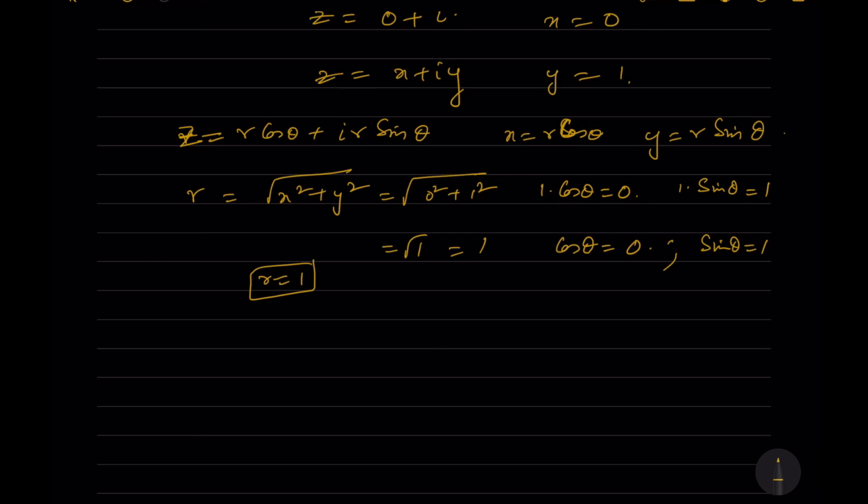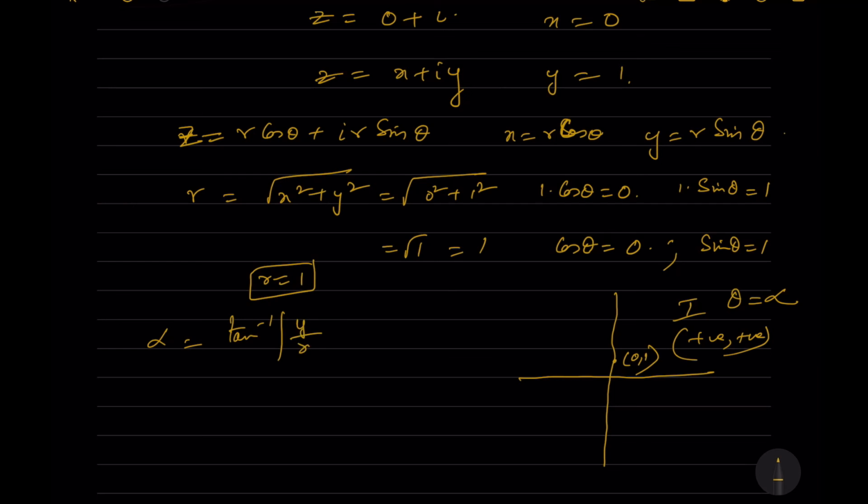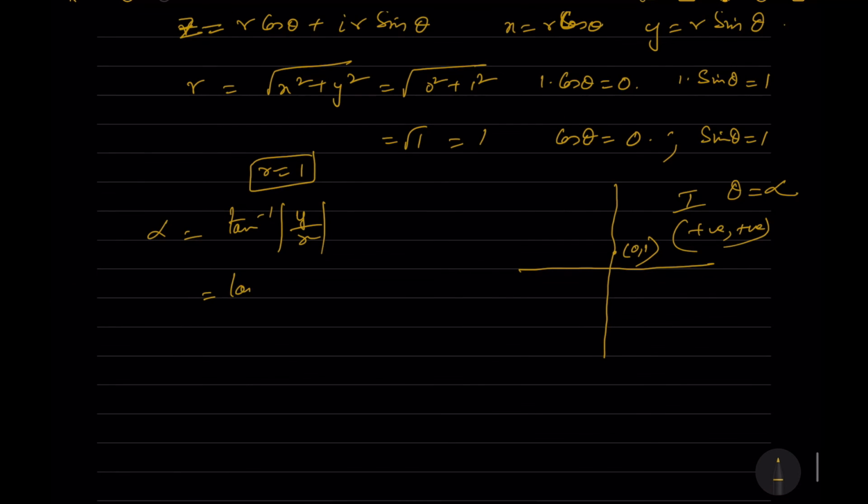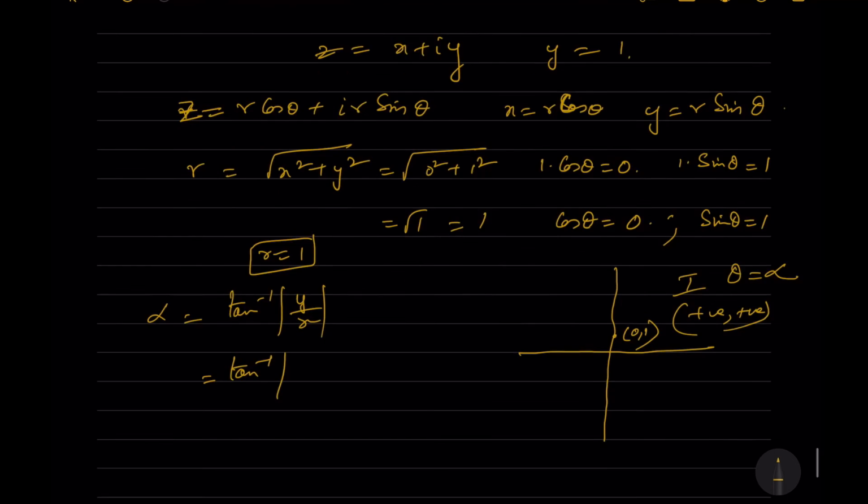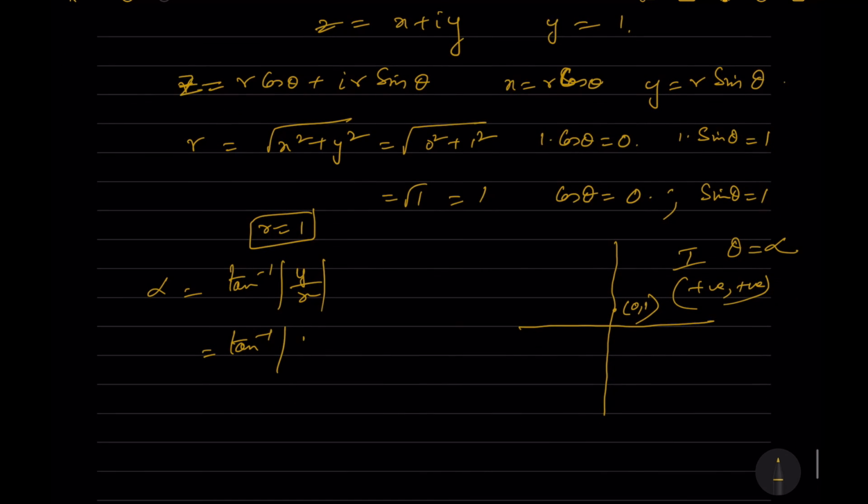So now we have to find out what alpha is. Now you know that both of them lie in the first quadrant, because both are positive, 0 and 1. It's somewhere lying over here. So 0 and 1, it's in the first quadrant, both are positive. Therefore theta is equal to alpha in this case. Now we know that alpha is equal to tan inverse of mod of y by x, which is equal to tan inverse of 1 by 0. So alpha is equal to tan inverse of infinity.